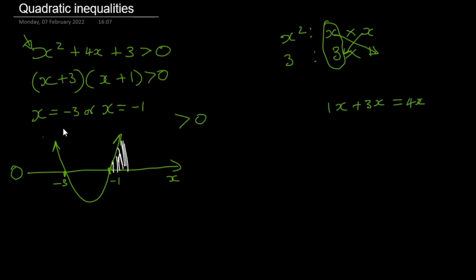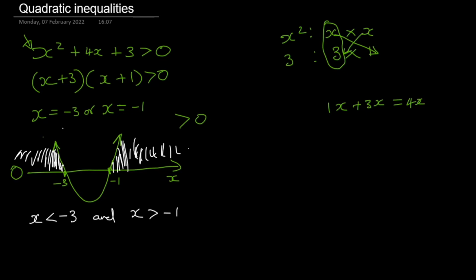And you can see that part extends all the way to that side, all the way to infinity. And on the other side as well, the part that is above the x-axis, if we follow the graph, it extends all the way up to infinity. And because of this, our solution in this case is going to be x less than -3, and also x greater than -1. So that means that's where our solution lies.